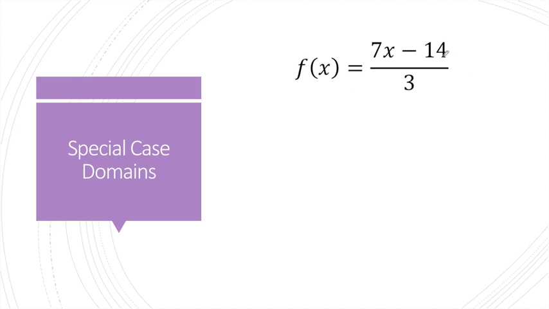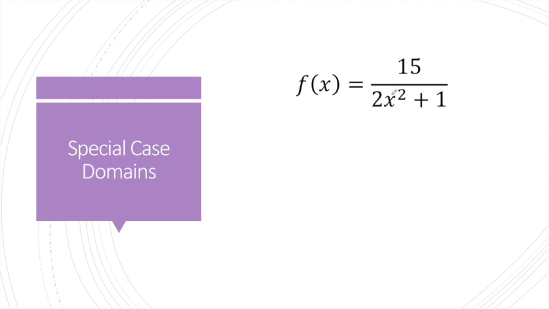Now let's take a look at this. I have (7x minus 14) divided by 3, and I want to know what's the domain. Well, I can't go ahead and set 3 equal to 0, right? 3 doesn't equal 0. For this function, the denominator will never equal 0. So that means there's no values I need to exclude. So my domain is going to be all real numbers, or from negative infinity to positive infinity.